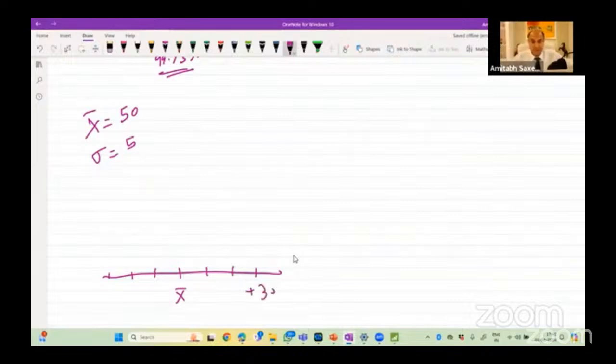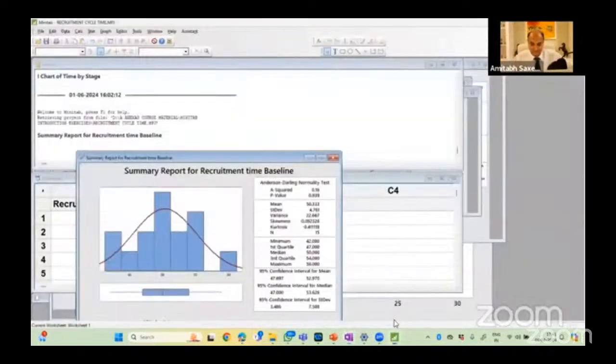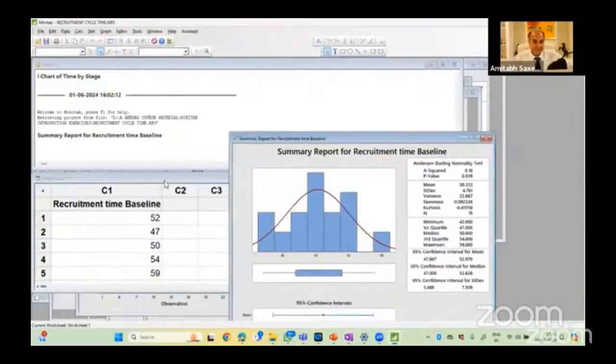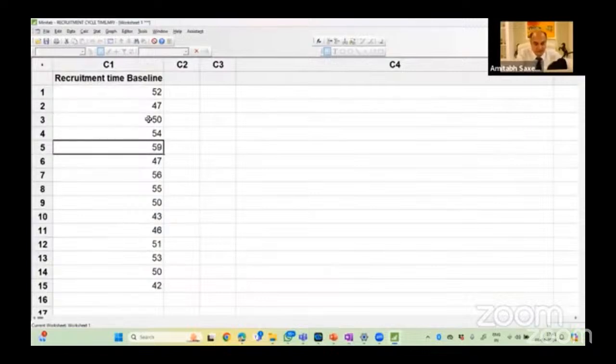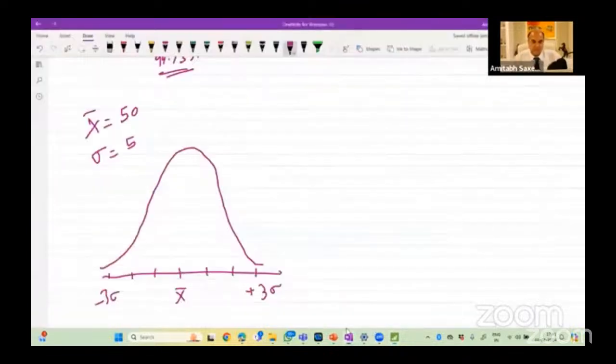With plus 3 times standard deviation and minus 3 times standard deviation, I will get almost 99% of my total population. I'm talking about the population, not the sample. Let us look at this. These were the samples, 52, 47, 50. These were the recruitments. But when we did average and standard deviation, it will tell me. So let us try to guess those values.